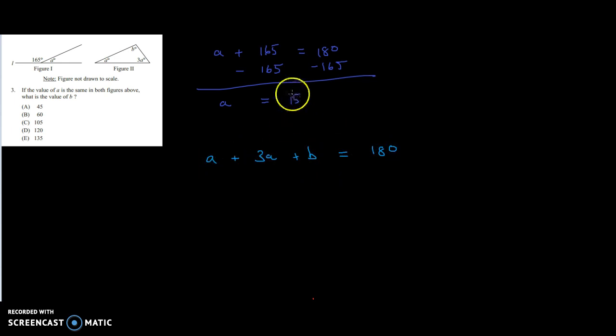Well, we know what A is. We just figured out that's 15. So I'm going to swap 15 in for A everywhere I see it. So I'll put a parenthesis around it. Good habit to get into. Just do the parentheses. It avoids a lot of grief when you're dealing with negatives.